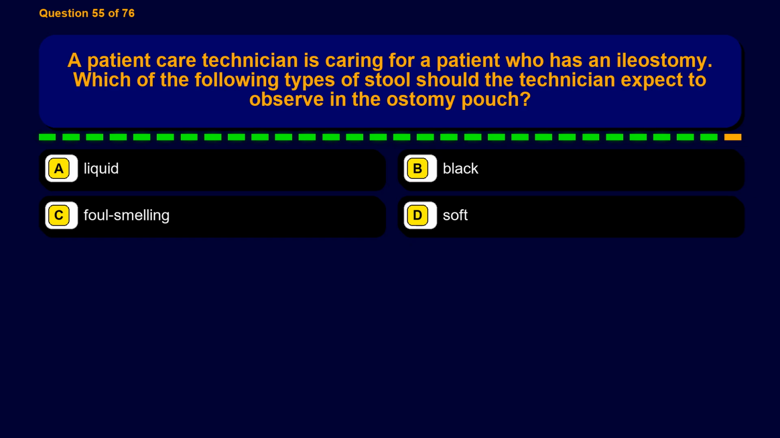Question 55. A patient care technician is caring for a patient who has an ileostomy. Which of the following types of stool should the technician expect to observe in the ostomy pouch? Option A, liquid. Option B, black. Option C, foul-smelling. Option D, soft.